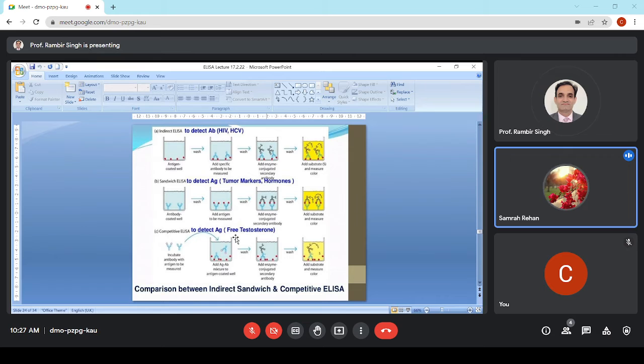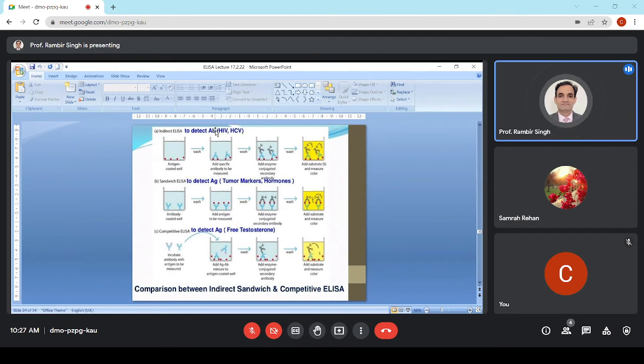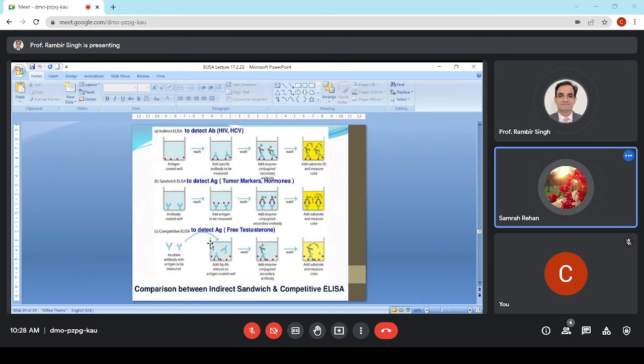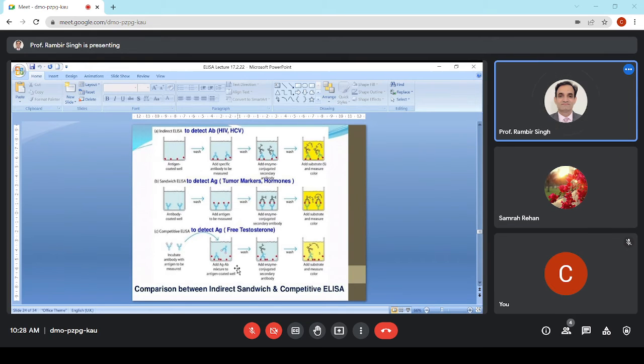Now, indirect ELISA is generally used for detection of HIV, sandwich is used for detection of tumor markers and hormones, and competitive is used for detection of free testosterone. So this is also used. What happens in this one? You have antigen bound on the surface.